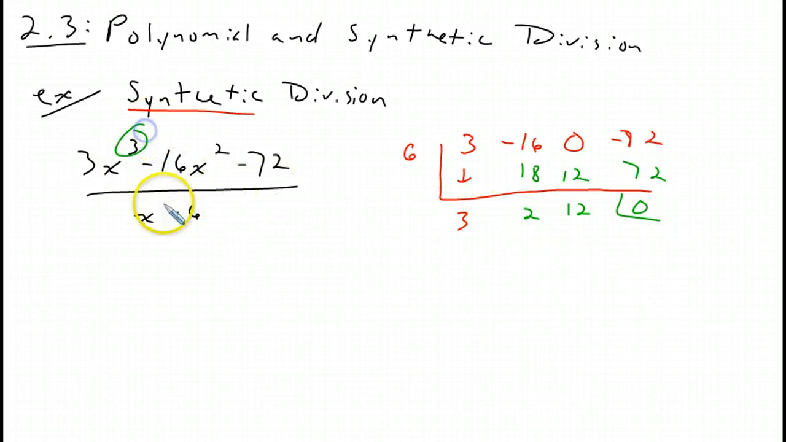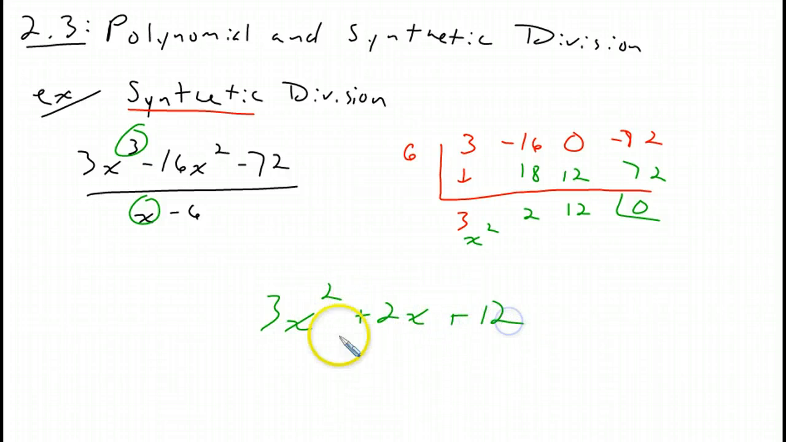I had x cubed. I divided out an x. So this will be my x squared term now. So to write my answer, I have 3x squared plus 2x plus 12.